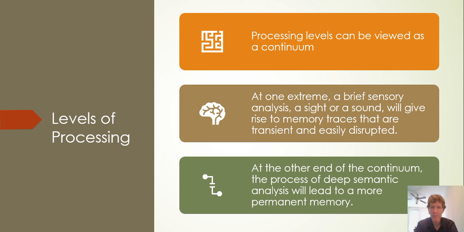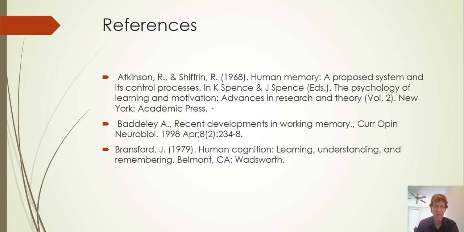Then we have still levels of processing. Processing levels can be viewed as a continuum. At one extreme, you only have a brief sensory analysis, a sight or a sound that gives rise to memory traces that are very transient in the mind and easily disrupted, not able to be recalled very well. At the other end of the continuum, the process of deep semantic meaning-making analysis will lead to a more permanent memory, one that you can more easily recall.